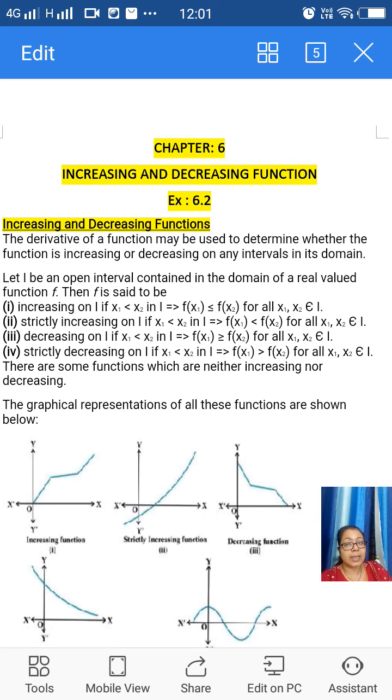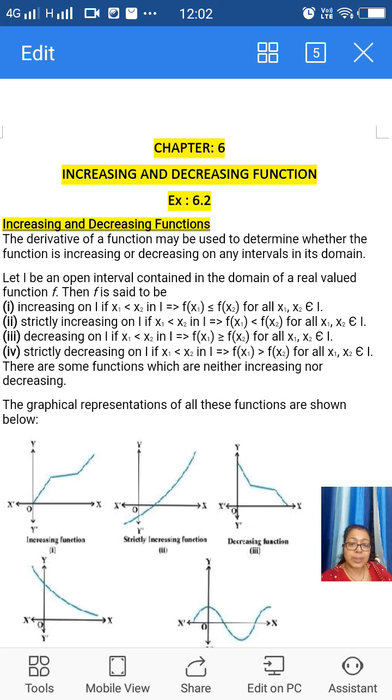Here the derivative of a function may be used to determine whether the function is increasing or decreasing on a particular interval in its domain. So let I be an open interval contained in the domain of a real valued function f. Then f is said to be increasing on the interval I if x1 less than x2 implies f(x1) less than or equal to f(x2).